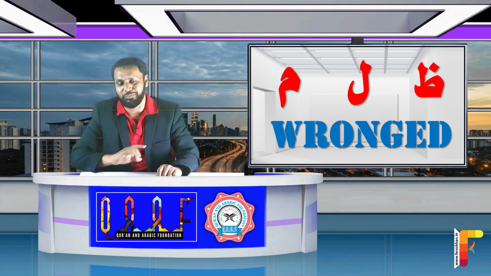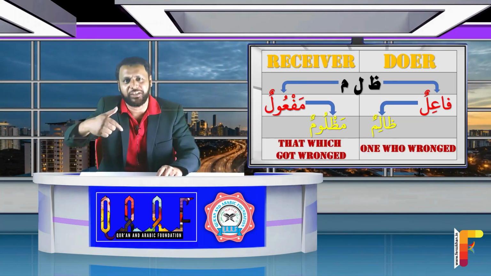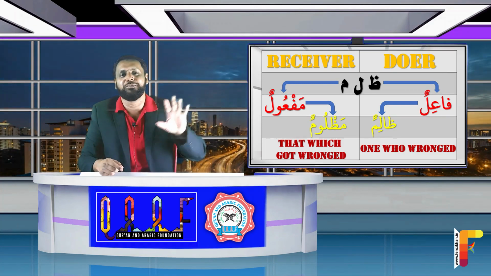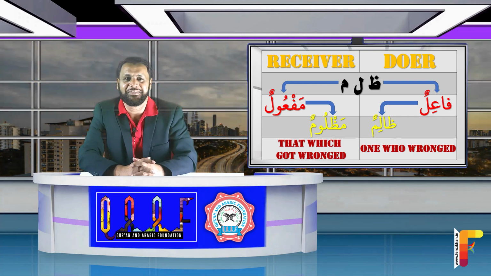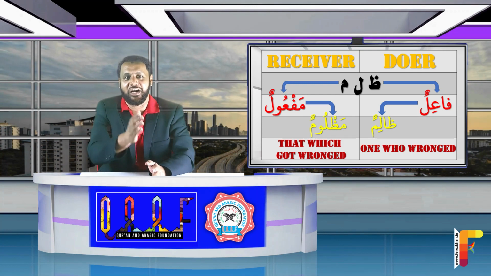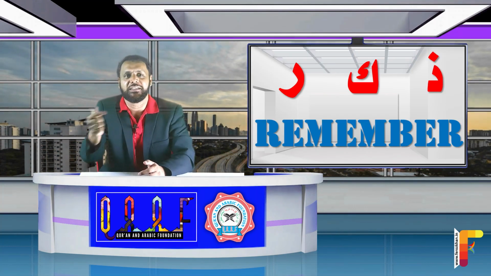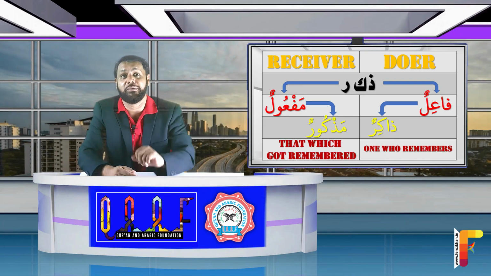the one who does zulm. So the one who does zulm is zalim. What about the one who got oppressed? The one on whom zulm was done. Maf'ulun, mazlumun, the one who got oppressed. Similarly, za, kaf, ra, zakara, one who does zikr. Fa'ilun pattern, zakirun. Maf'ulun pattern, mazkurun, that which was remembered.